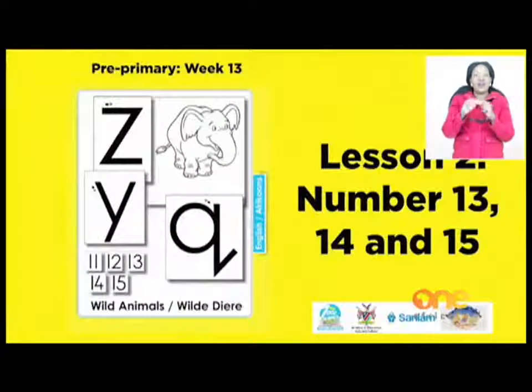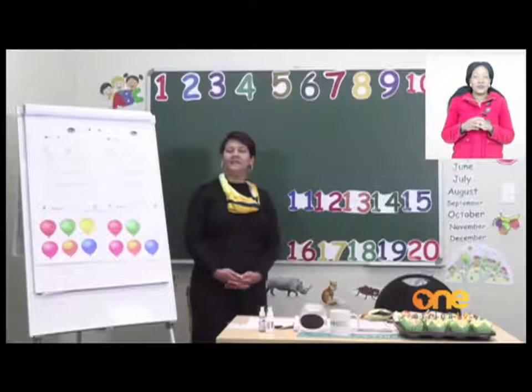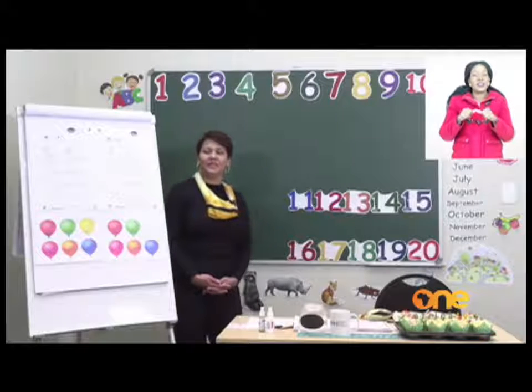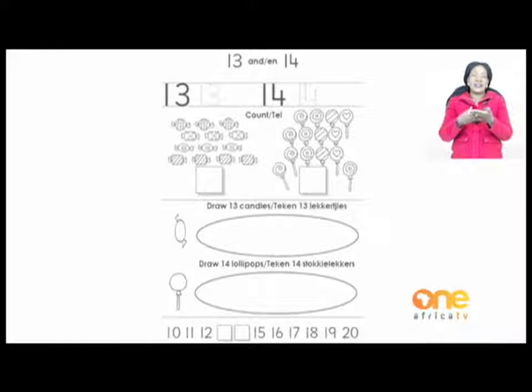Our lesson for today is number 13, 14 and 15. Let's continue on to page 6 of our workbook. On page 6, they want you to count the sweets and the lollipops. Now before we count the sweets and the lollipops, let's look at the counting on our board.